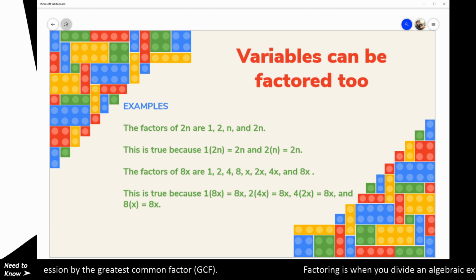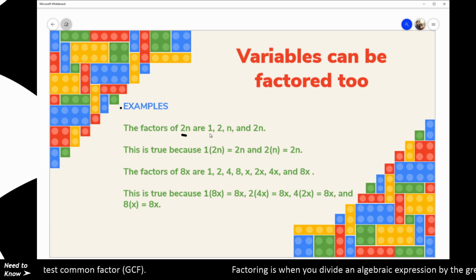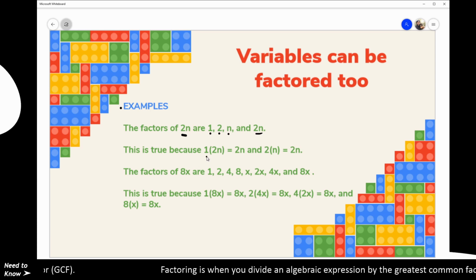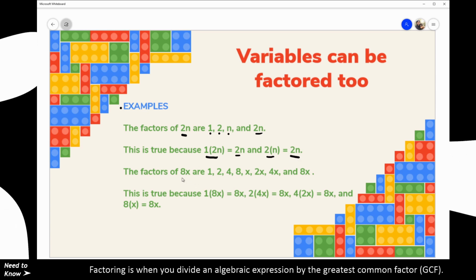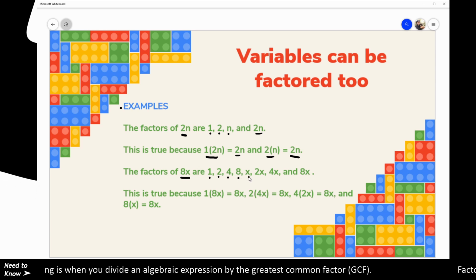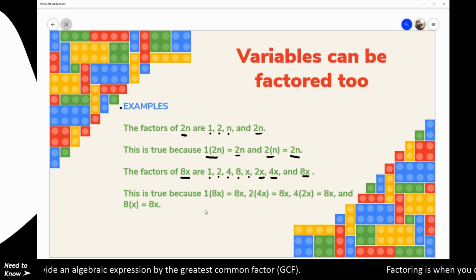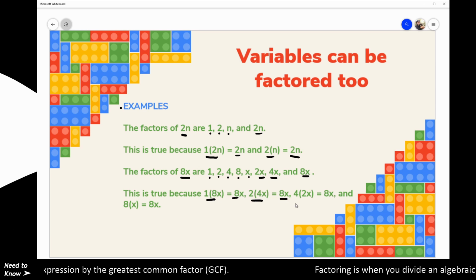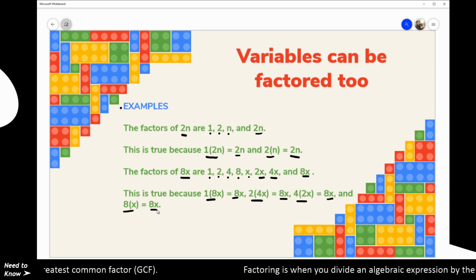So variables can be factored too. For example, 2n is the variable term. Well, the factors of 2n are 1, 2, n, and 2n. This is true because 1 times 2n equals 2n, and 2 times n also equals 2n. The factors of 8x are 1, 2, 4, 8, x, 2x, 4x, and 8x. This is true because 1 times 8x equals 8x, 2 times 4x equals 8x, 4 times 2x equals 8x, and 8 times x equals 8x.